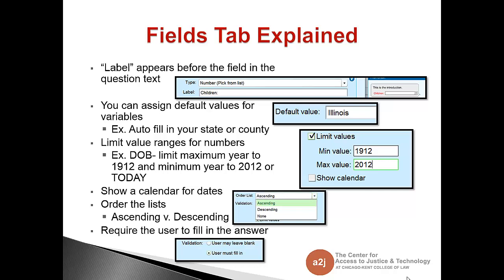You can show a calendar for dates. You can include a calculator for numbers. You can order a list in ascending or descending order. And you can require the user to fill in the answer, or you may allow them to leave it blank.